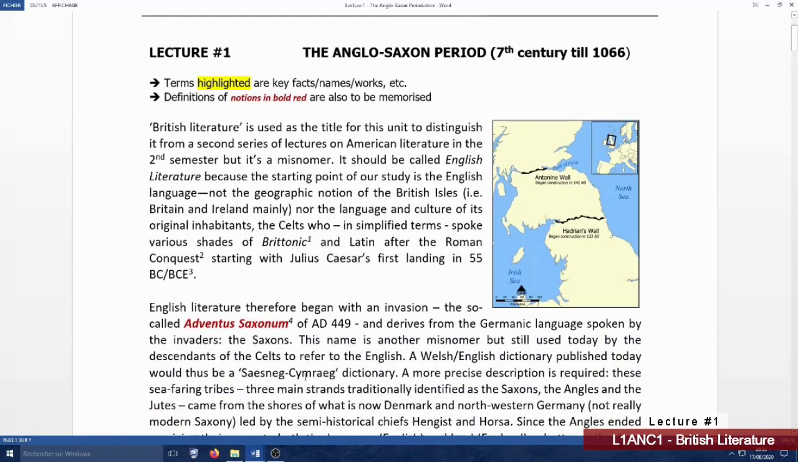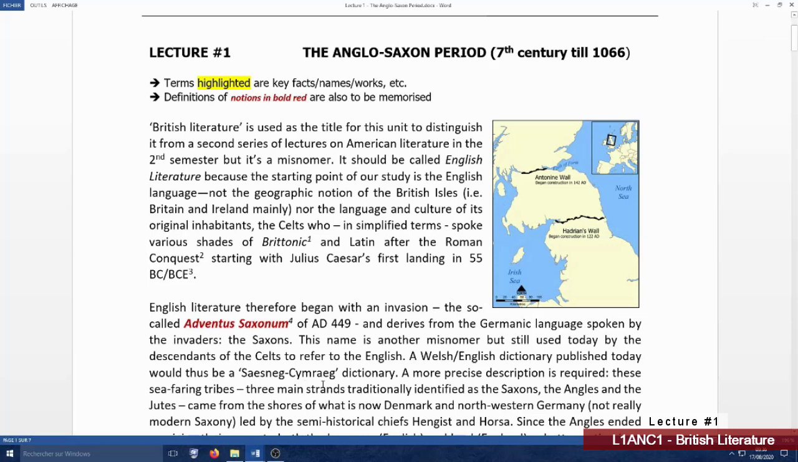British literature is used as the title for this unit to distinguish it from a second series of lectures on American literature in the second semester. But this is a misnomer. It should be called English literature because the starting point of our study is the English language. It's not the geographic notion of the British Isles, Britain and Ireland mainly. It's not the language and culture of the original inhabitants, the Celts, who in simplified terms spoke various shades of Brittonic, and Latin, of course, after the Roman conquest, which had begun with Julius Caesar's first landing in 55 BC.